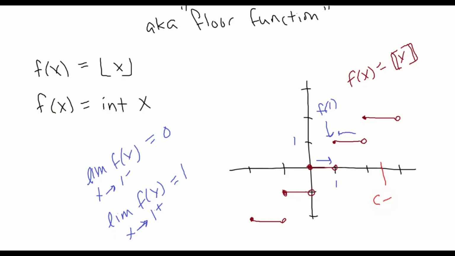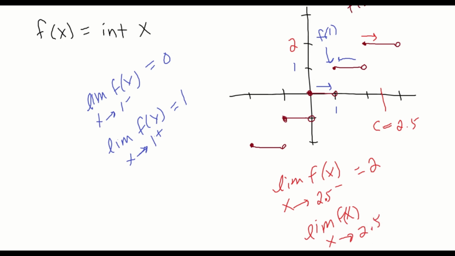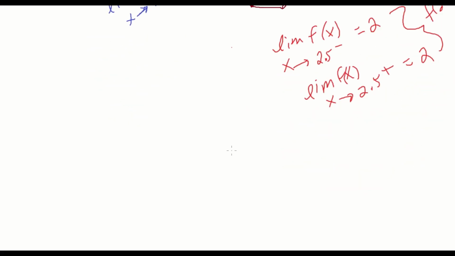For example, if we took the point c equal to 2.5, the left side limit is 2. And as x approaches 2.5 from the right, the limit is also 2, which is equal to the value of the function at 2.5. Again, this function is discontinuous at every integer, but is continuous at every other real number. Let's do one more.